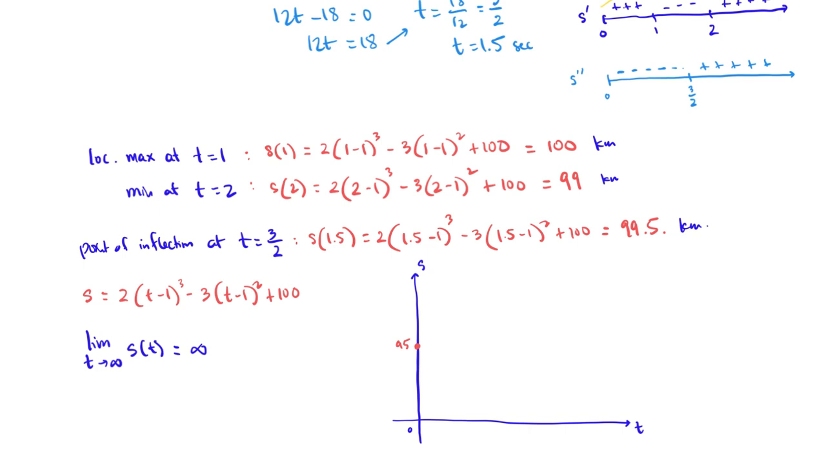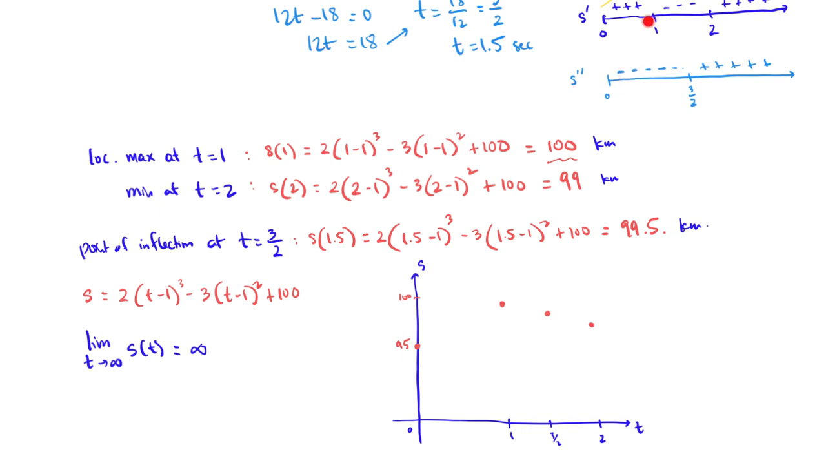We saw that when t equals 1, s is 100. And so we would plot (1, 100). The distance is 100 after 1 second. When t equals 2, the distance is 99, which is a little bit below 100. And also, when t is 1.5 or 3 over 2, the distance is 99.5.